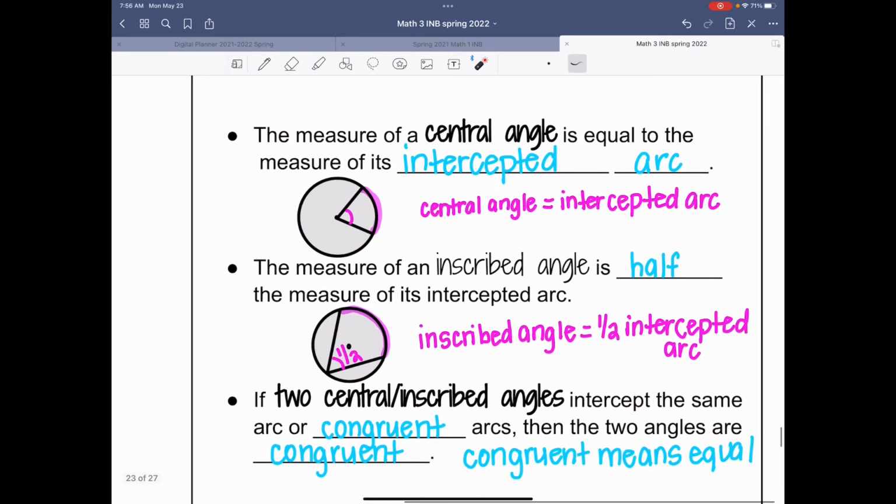That one's pretty basic as far as those being equal. Then it says the measure of an inscribed angle. So remember, an inscribed angle means it doesn't go to the center, but the angle itself is from side to side of the actual circle. If that's the case, then when you have an inscribed angle, the angle that's made is half of the measurement of the arc. So if I were to say that the arc itself was 100 degrees, then the angle that it makes, that's half, would be 50 degrees. Okay, so the inscribed angle is half of the intercepted arc.